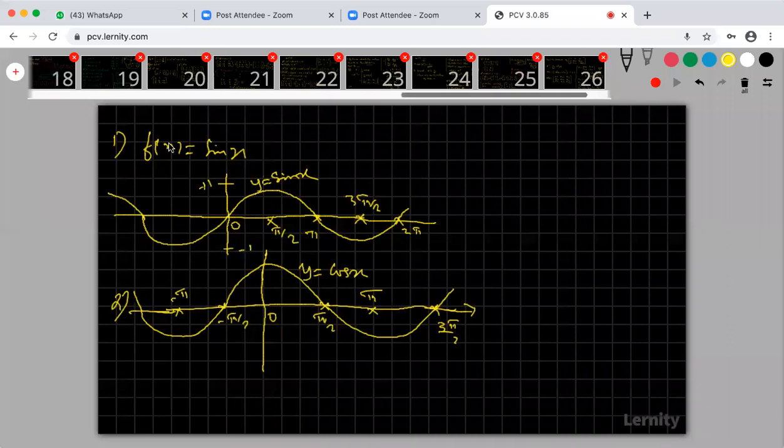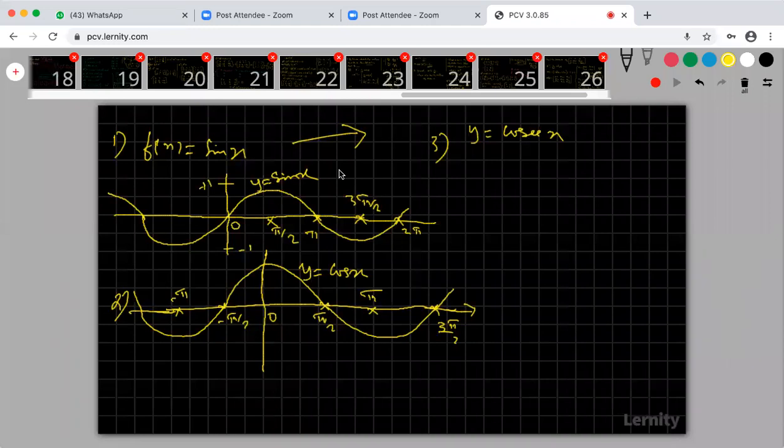Now we are going to discuss the cosecant x. y is equal to cosecant x. That is the reciprocal function of sin x. What is the reciprocal of this sin x?